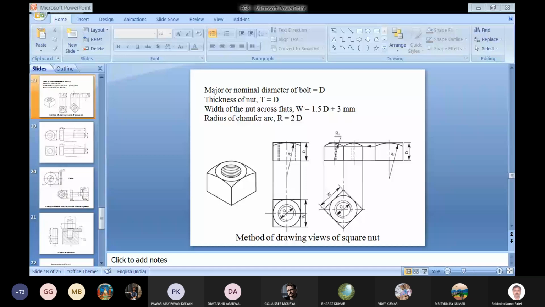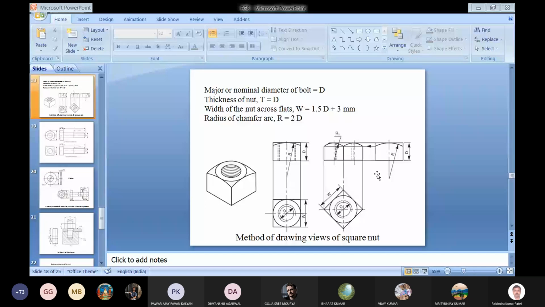Okay, sorry for the interruption. So we were talking about the construction of the square thread. We can see these are the two ways we can draw the views. One orientation is like this, then we will have only two views. And if we have this type of orientation of the square nut, we will have three views: front view, top view, and the side view.